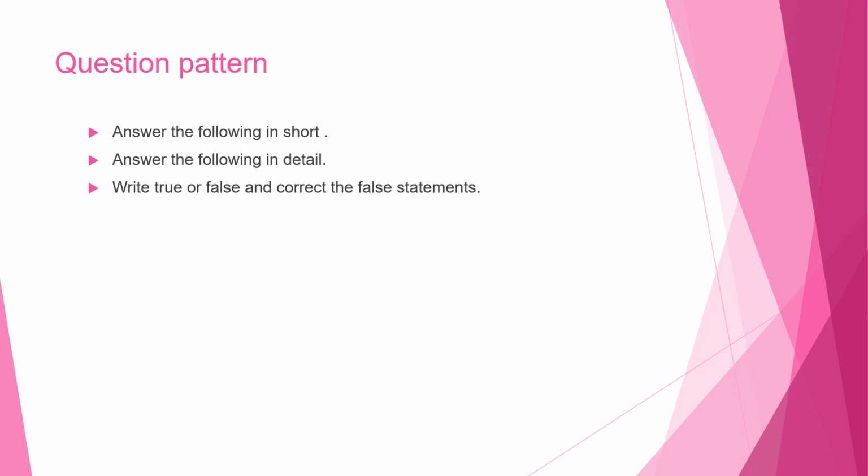Now the last question pattern: answer the following in short, answer the following in detail, and write true or false and correct the false statement. So this is the full questionnaire pattern which you will be getting in your midterm exam: fill in the gaps, answer the following, draw, differentiate between, write one word answer. They can give you multiple choice, like tick the correct answer, but for 8th standard they will not give you that. So this is the full questionnaire which you will be getting in your midterm exams, or whatever you call your first term. So please go through it.